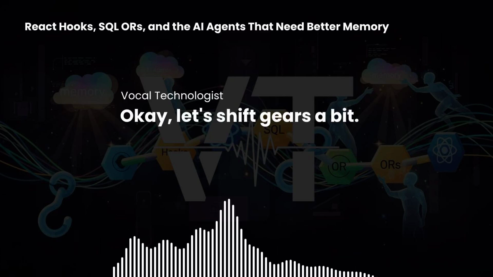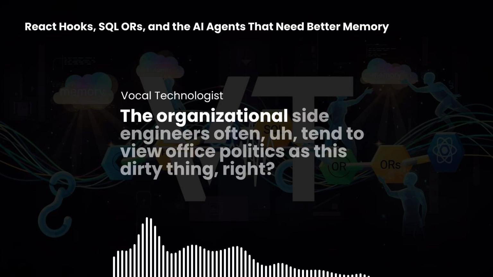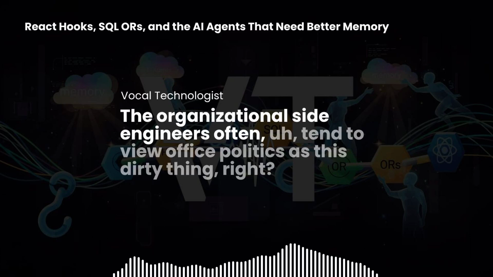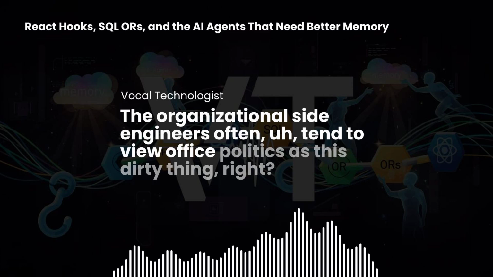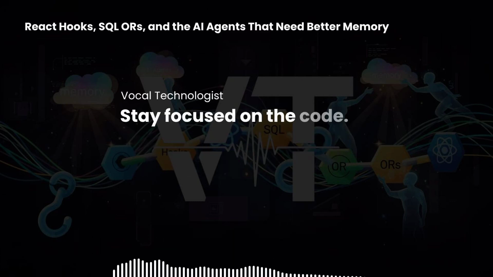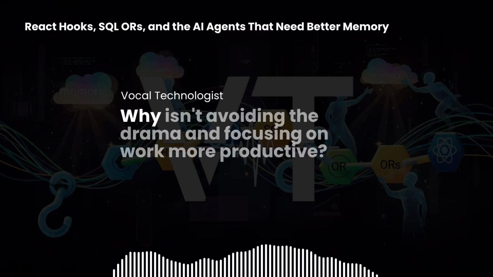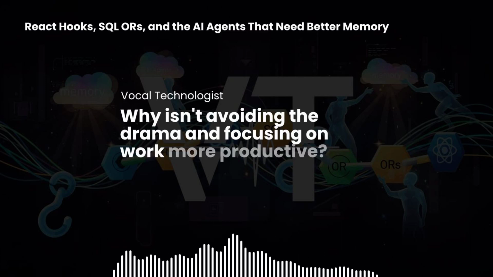Okay, let's shift gears a bit, move from code pitfalls to people pitfalls. The organizational side. Engineers often tend to view office politics as this dirty thing, right? Something to avoid at all costs. Stay focused on the code. Yeah, that's a common view, and I think it's a mistake, a big one, actually. Why? Isn't avoiding the drama and focusing on work more productive?